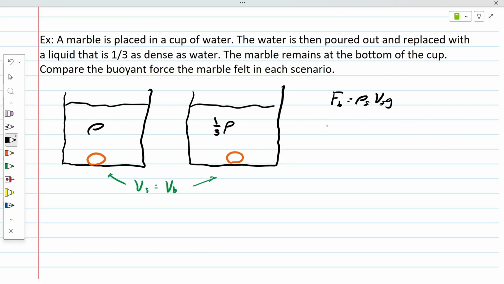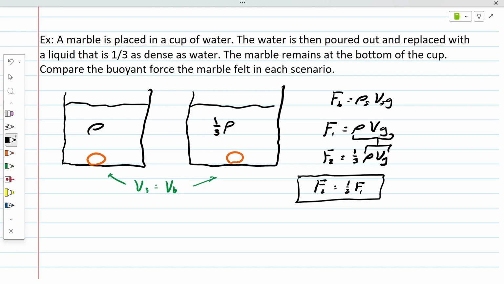So let's write a formula for the first scenario. We'll just say force 1 is the density times the volume times gravity. And now when we replace the fluid with the 1/3 density fluid for force 2, we get 1/3 the density, volume, gravity. And since these variables are not changing, we can say that the force 2 that is felt is 1/3 the force that is felt in the first scenario. And so that's what we get.